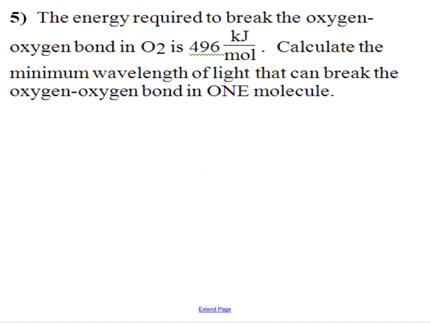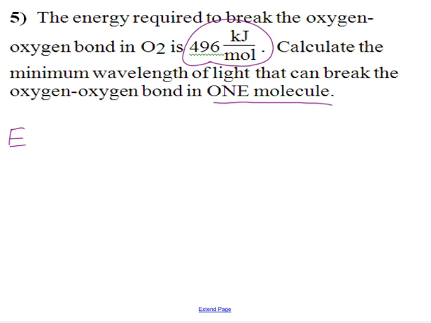Let's take a look at this one. The energy required to break the oxygen-oxygen bond in O2 is 496 kilojoules per mole. So that's the energy required to break a mole of oxygen bonds, right? Calculate the minimum wavelength of light that can break the oxygen-oxygen bond in 1 molecule. So what would be the first thing to do that would be smart? What is this the energy of again? Per mole. So what do you want to do?